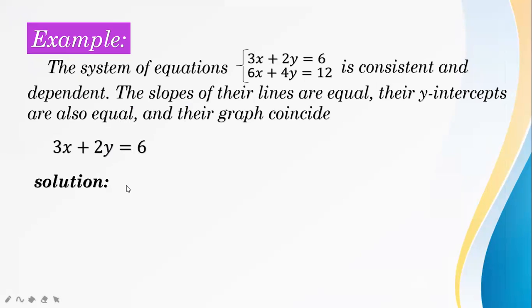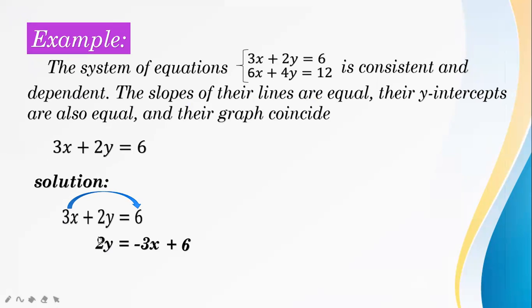So we have the solution, and then we have 3x plus 2y equals 6. Then all you have to do, you transpose 3x. Then we need to find the value of y. We need to isolate y on the left side. So therefore, we have 2y equals, transpose this one, negative 3x plus 6. And then kailangan natin ng y. So this one we have 2y.